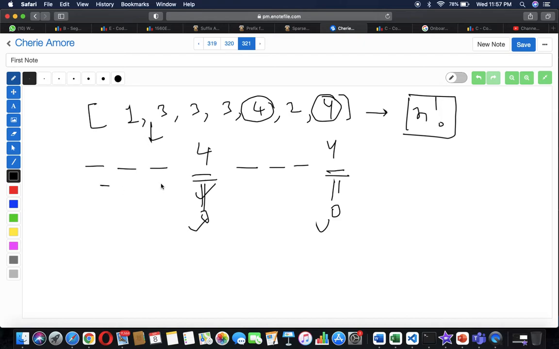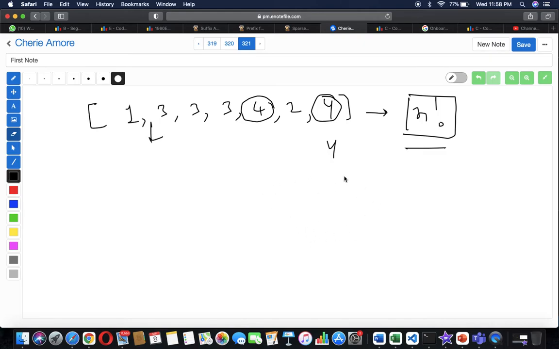All the leftover elements may get to 0 in earlier iterations, but these two numbers will always drop down to 0 at the same time. So if the frequency of the largest number is greater than 1, the answer will always be n factorial. Okay, so this is a basic case, and I hope you understand it. Now let us go back to the major crux of this problem, where only one 4 is present, only one largest element.